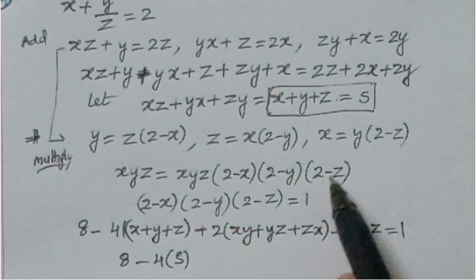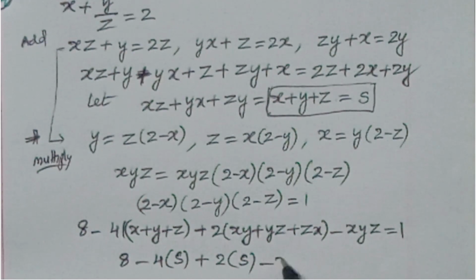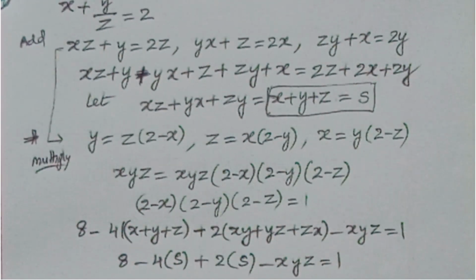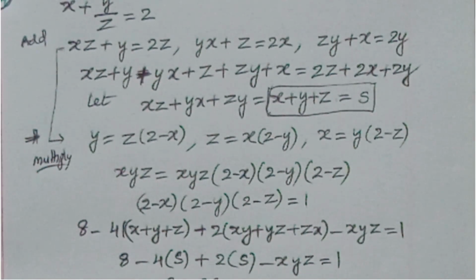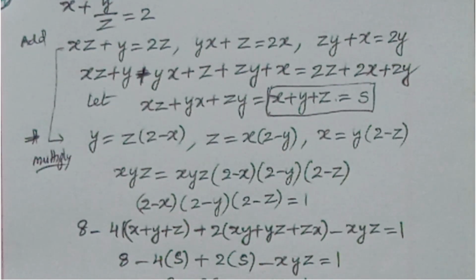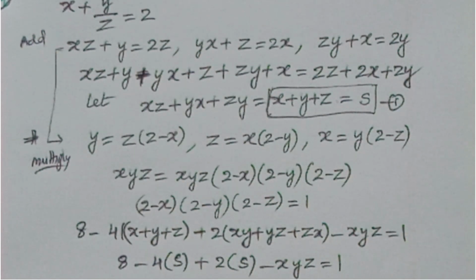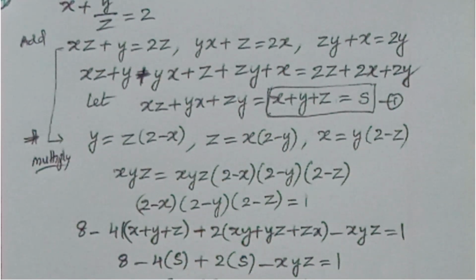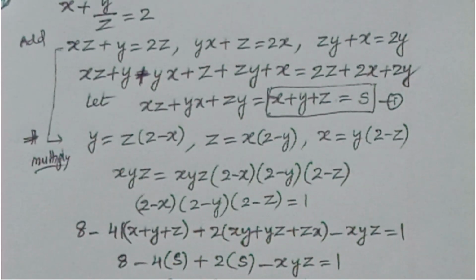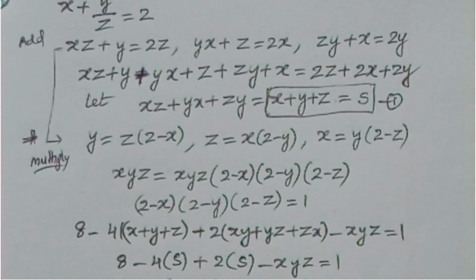So here I am substituting the values. x plus y plus z is S, so 4S, plus 2 into xy plus yz plus zx, which is also S, so 2S, minus xyz is equal to 1. So this can be written as 8 minus 2S minus xyz is equal to 1, so 7 minus 2S is equal to xyz. So we got the value of xyz in terms of S. Let it be equation 2. Now here x, y, z are not equal to 0, and x, y, z are also not equal to 2. So the condition we are having is this.